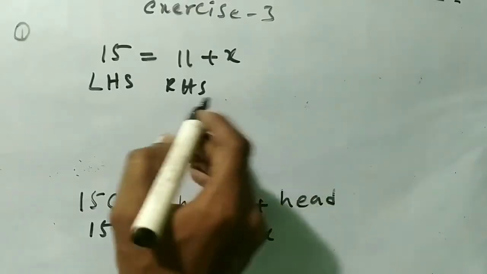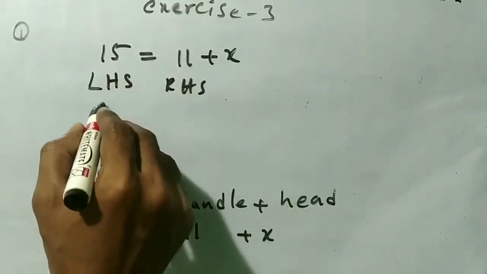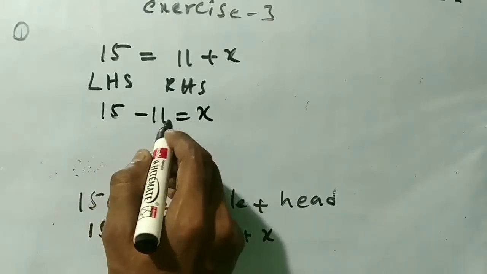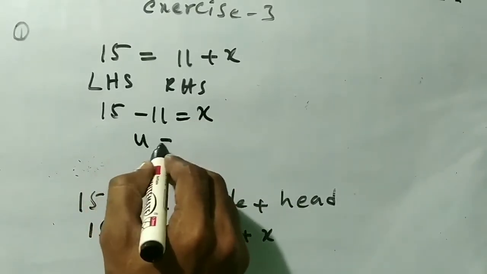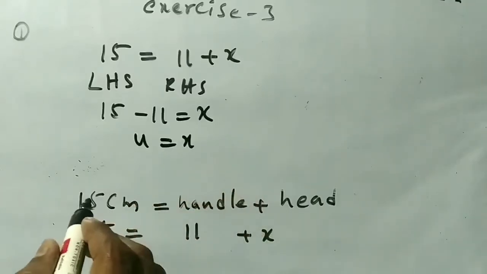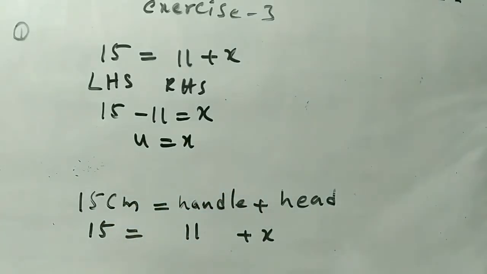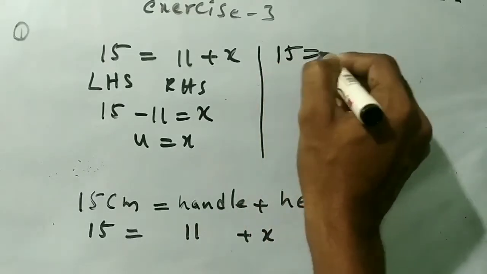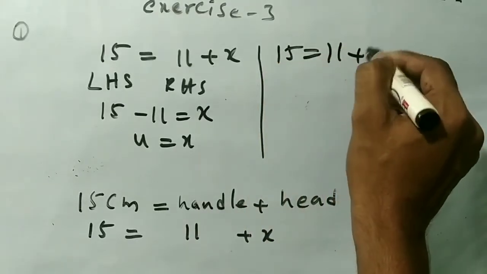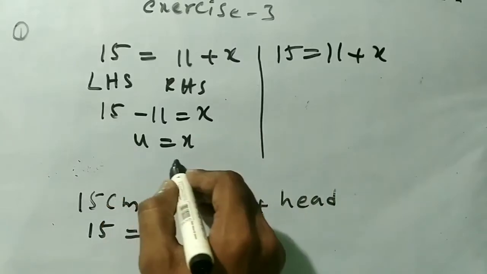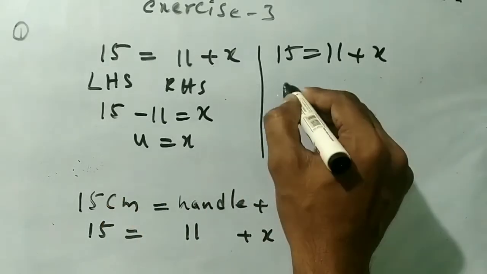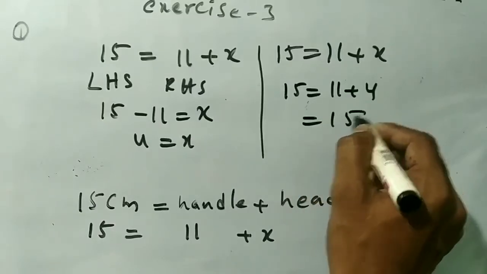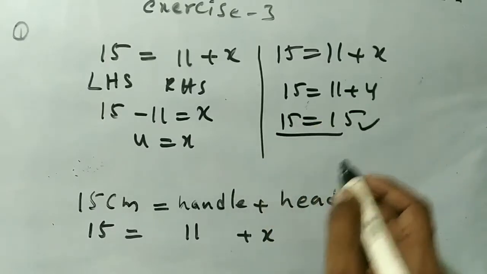Similarly here, the 11 goes to the other side, so 15 minus 11 is equal to x. 15 minus 11 is equal to 4. So x is 4. We can check with this one: 15 is equal to 11 plus x, and we got x is equal to 4. Substitute the value: 11 plus 4 is equal to 15. So this one is correct.